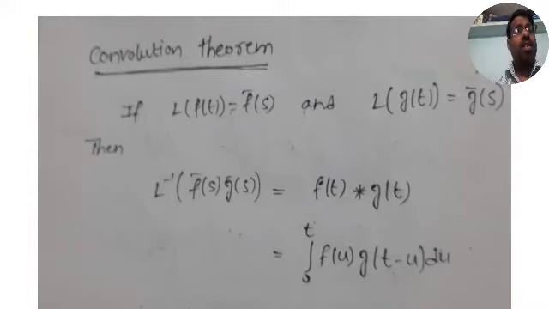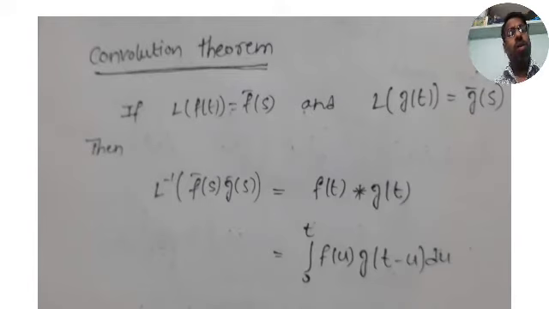This is the convolution theorem. By the convolution theorem, you can find the inverse Laplace transform of the product of any two functions. That is, L inverse of f bar of s into g bar of s is the convolution of f of t and g of t, that is f of t star g of t, which is integration 0 to t of f of u into g of t minus u into du. Are you able to get it? So note it down. Let us go to the problems now.